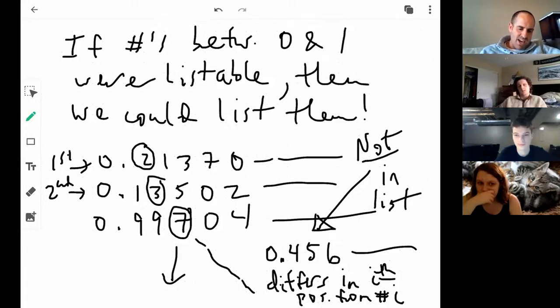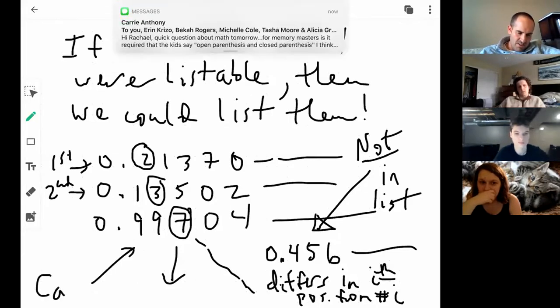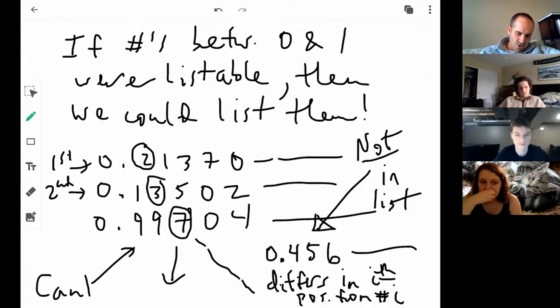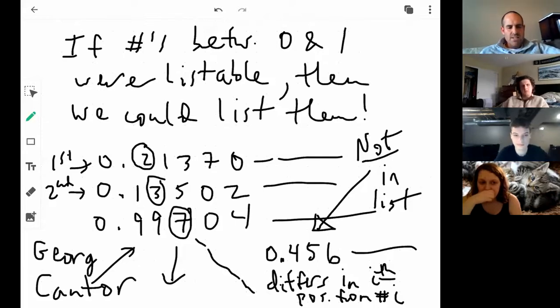This is actually called Cantor's diagonalization argument. This argument comes from Georg Cantor. Georg Cantor is the guy that did that. So that's a proof by contradiction. You assume they are listable, and you show that there's no way your list could possibly ever be complete. So I think that's a pretty cool argument.